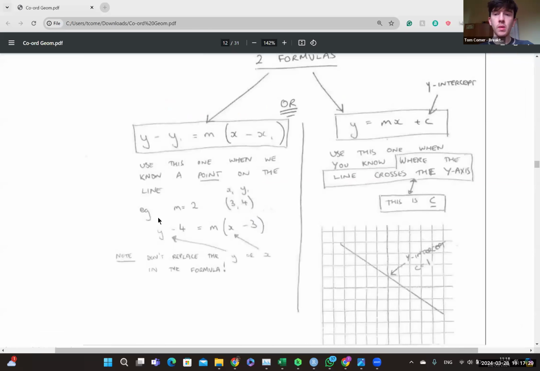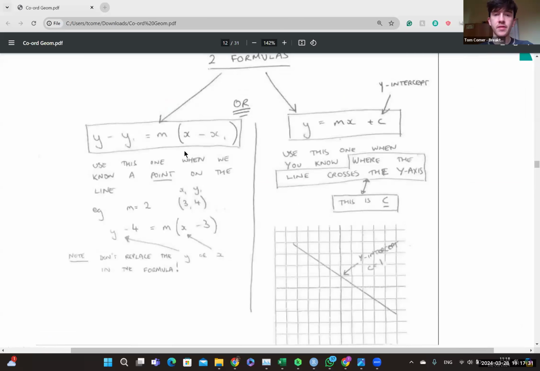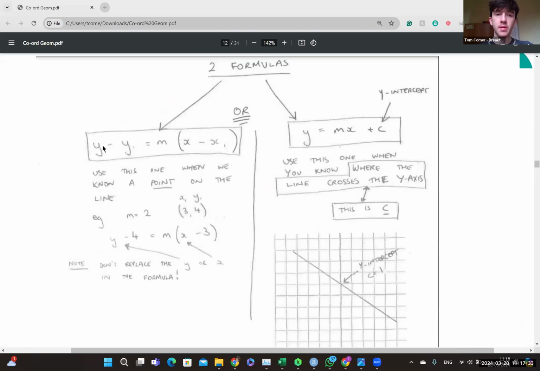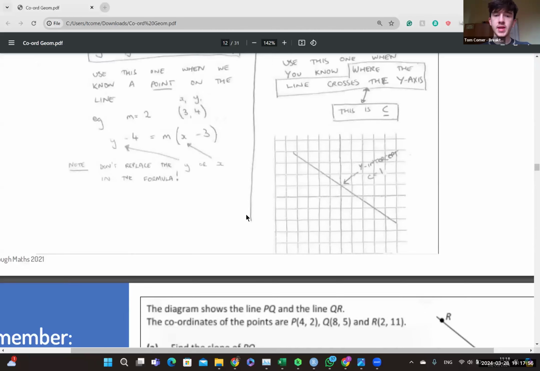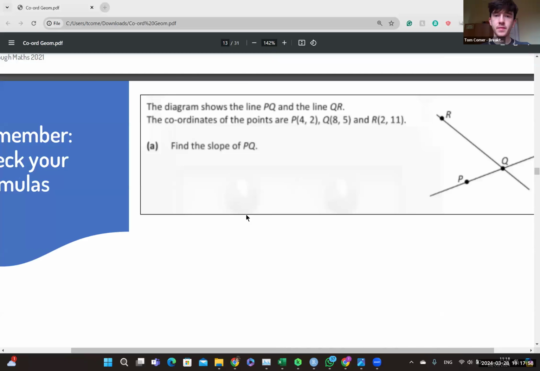There are two ways we can go about this, guys, and it really is just personal preference. One is in our log tables, and that's y minus y1 equals m(x minus x1). We use this when we know a point on the line. So if you only know one point on the line and you know the gradient, you can work this out. But using the formula on the right-hand side, we use this one when we know where the line crosses the y-axis. I'm going to show you examples of those.